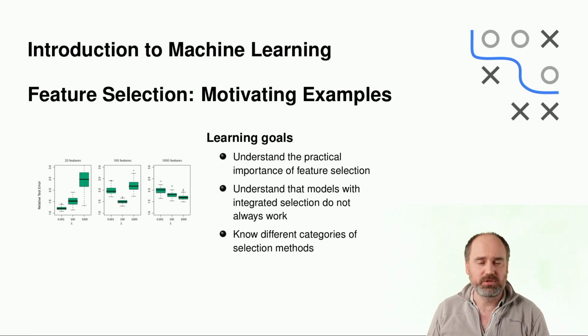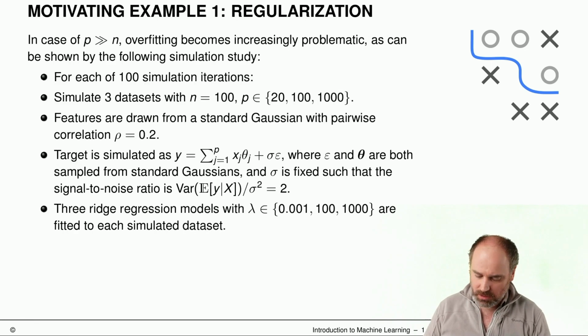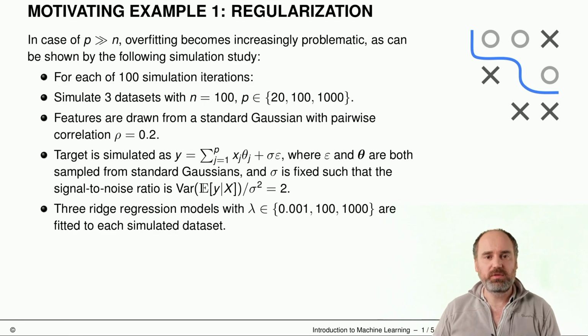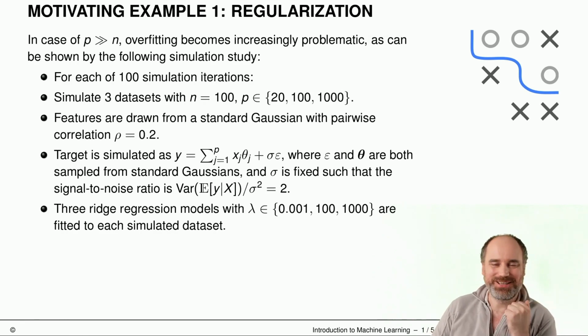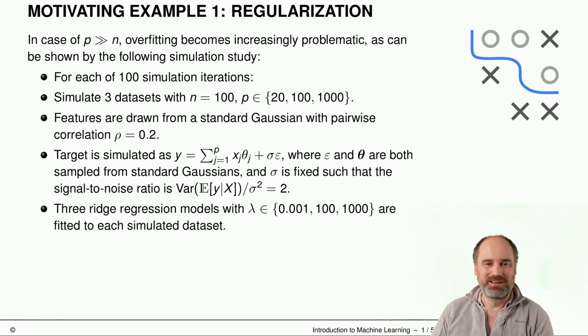But I will mainly concentrate here on some simple examples to see where feature selection helps, or maybe integrated feature selection fails, and so on. Okay, so the first motivating example is a bit more on regularization, I guess, than feature selection, but like I said, it's pretty tightly connected. So we'll look here a bit more at this p much larger than n case, and how overfitting becomes increasingly problematic when we increase the amount of included features in our data set, and how stronger regularization becomes more and more beneficial or even required.